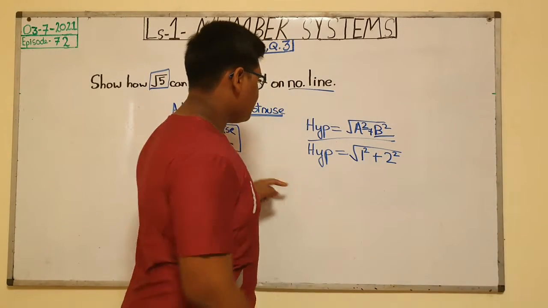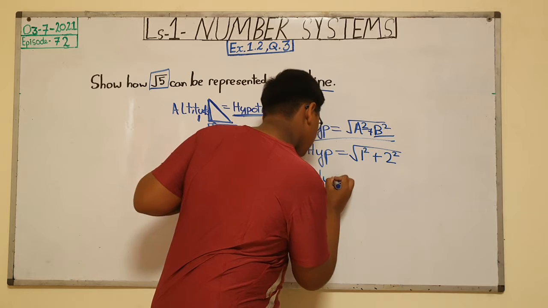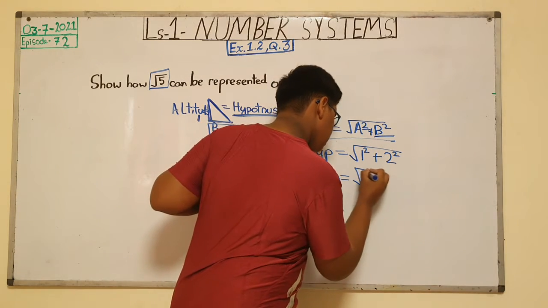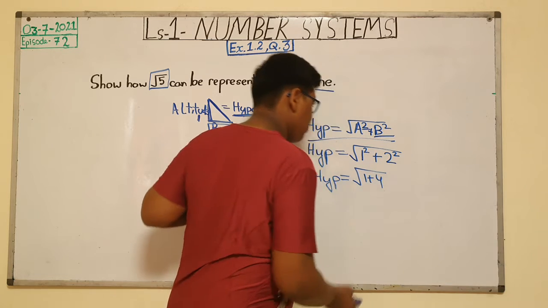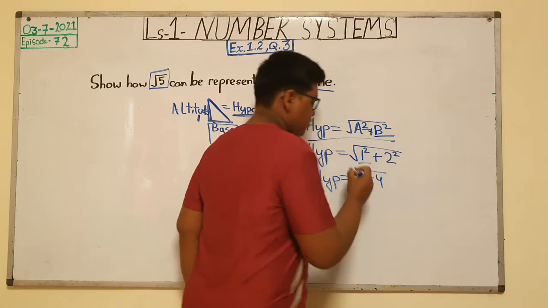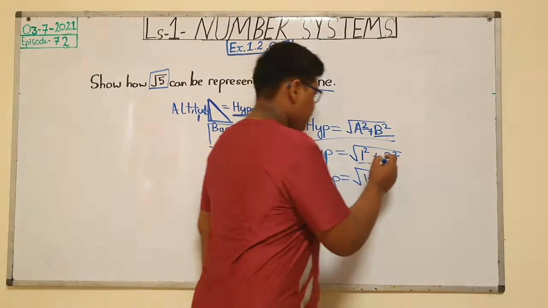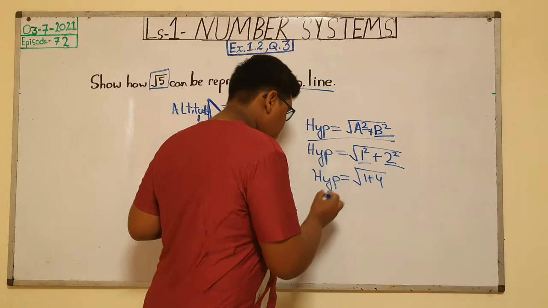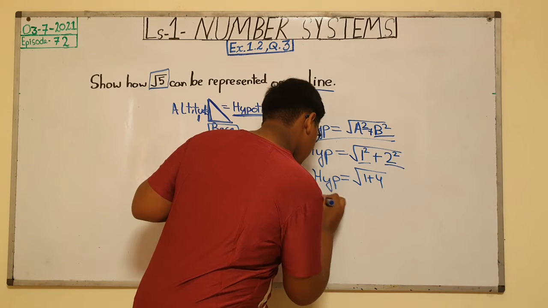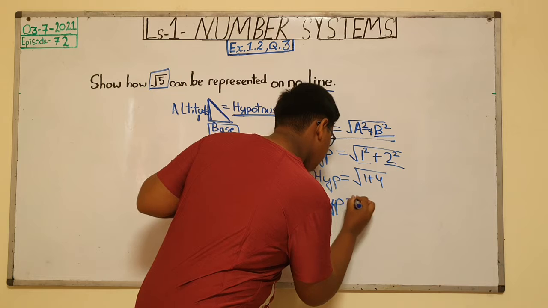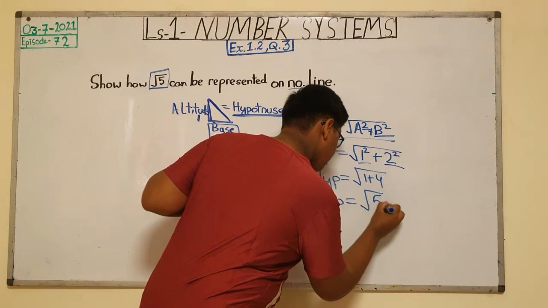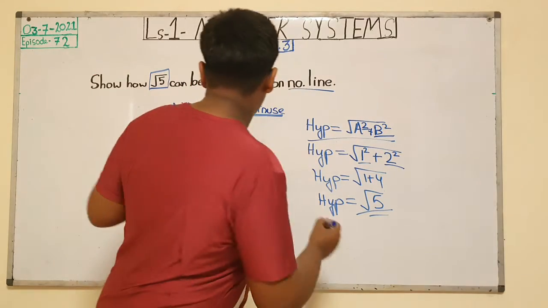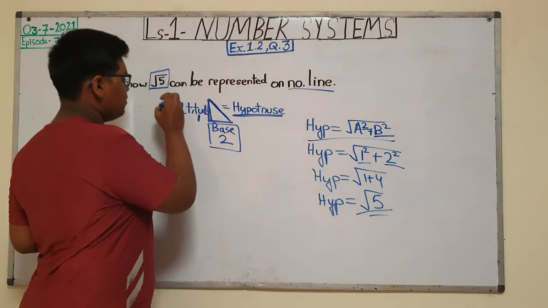Now the hypotenuse is root of 1 plus 4. When we square 1, we get 1, and when we square 2, we get 4, because 2 into 2 equals 4. The answer we get in the last step is root 5. So we have found root 5, and this was our first step.